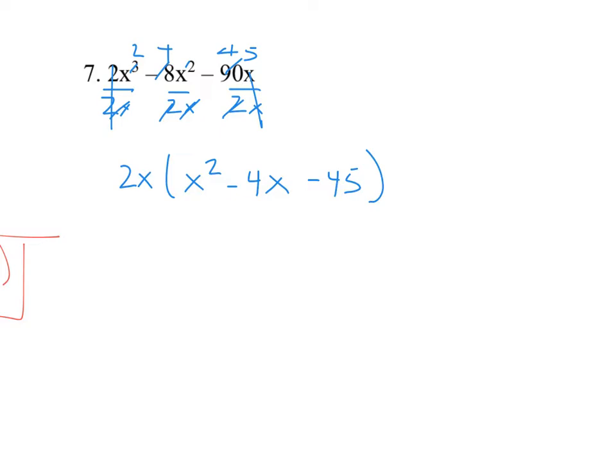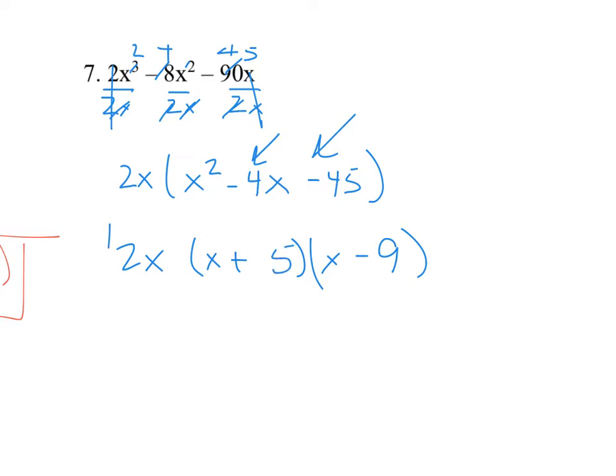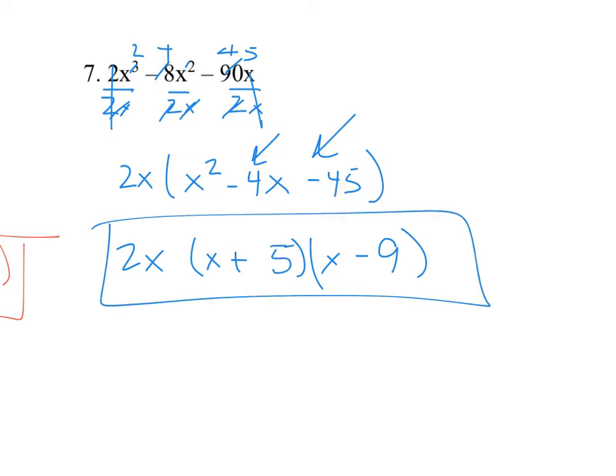The next step you guys will not have on your test, but because it says factor completely, I'm going to. It's a trinomial, so the way that you factor this is x and x. This is a negative, so different signs, and we want to add to a negative 4, so that'll be a minus 9 and a positive 5. But GCF is on your test, so you should know this part.